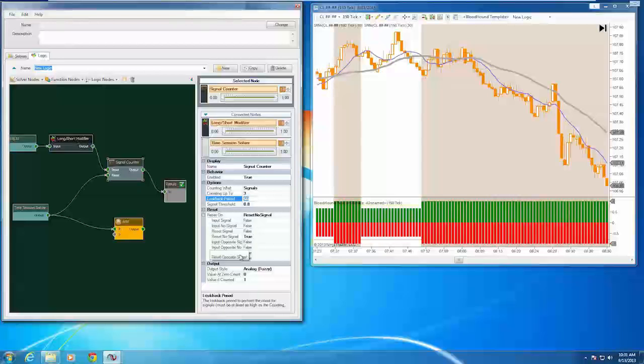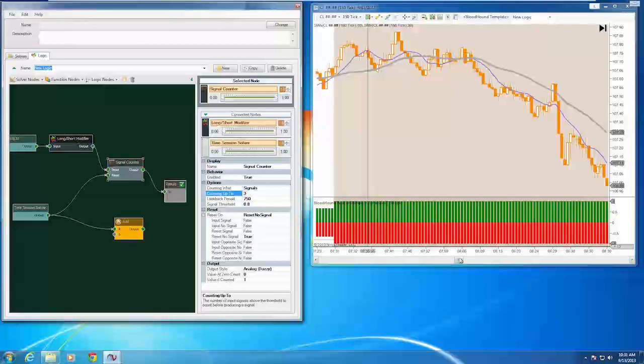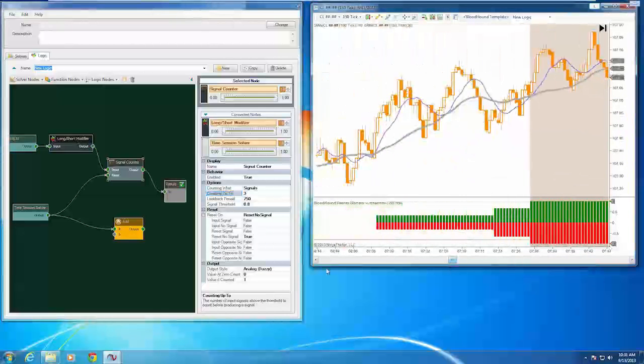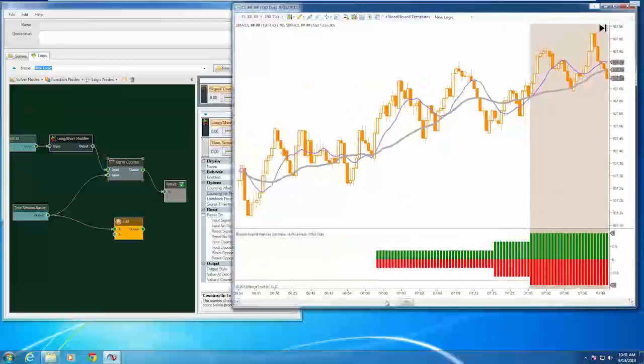I'm going to pump this up so it doesn't start recounting within 60 bars. I don't want it to recount at all; I just want to keep it going. So I'm going to pump that number to something really high. Unfortunately, when you do that, it's now going to go through each bar and look back 750 bars, so it's going to take a little longer to calculate. There you go. Now you can see this is the effect we want.